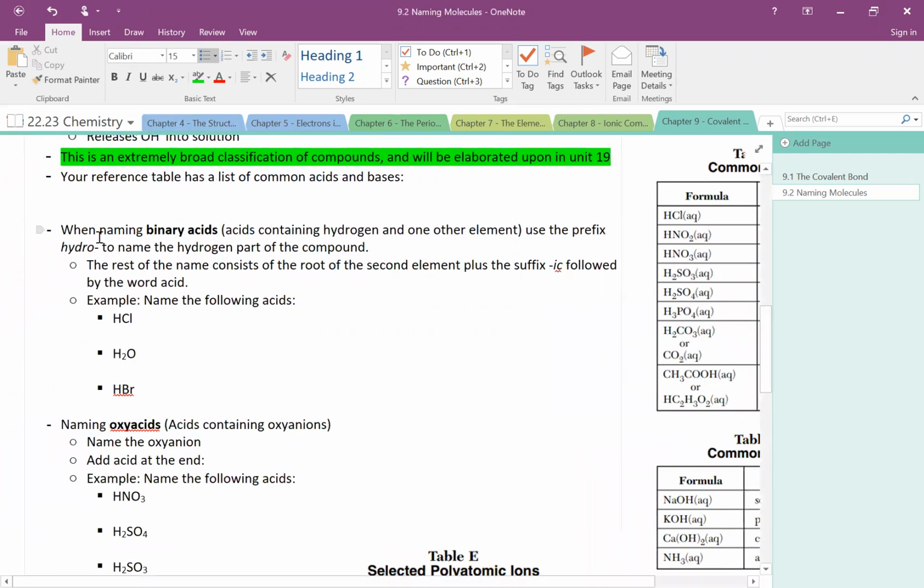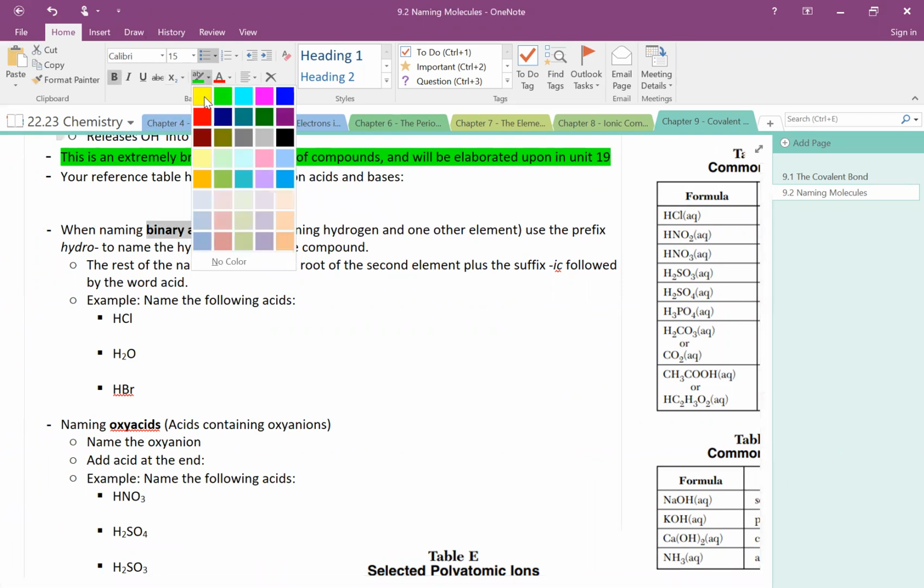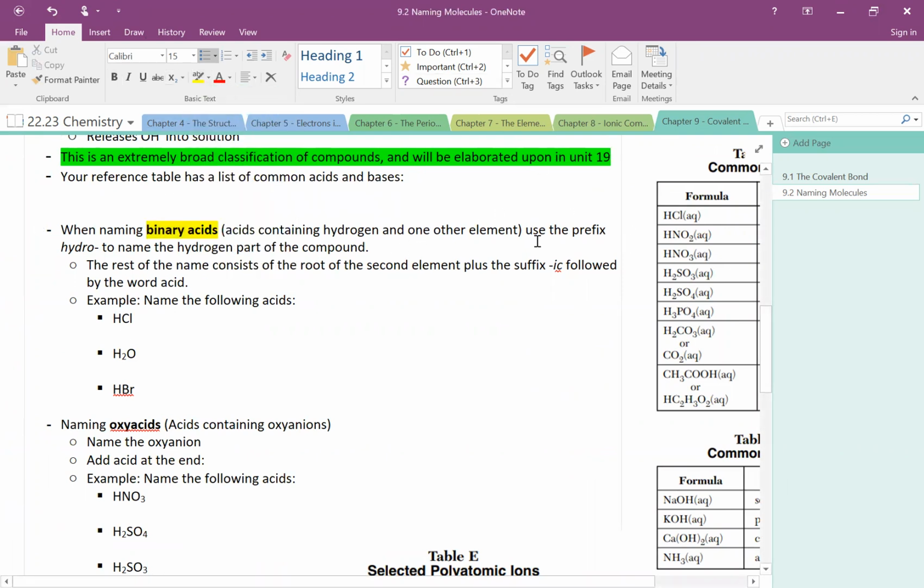So let's look at what we do if we're naming a binary acid. This is just something that has hydrogen and another element, right? So it can release that hydrogen. And it's actually pretty straightforward. You just take the prefix hydro to name the hydrogen part of the compound. Then you take the rest of the second element and add -ic acid to the end of it. Sounds weird, but let's look at HCl.